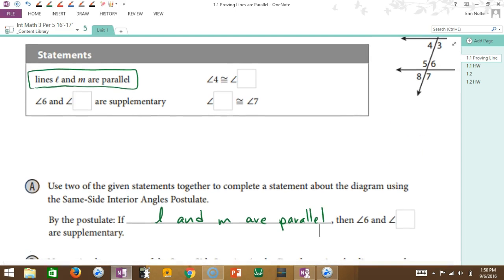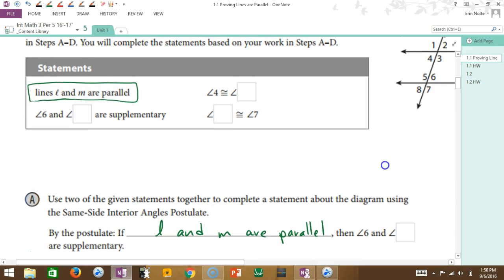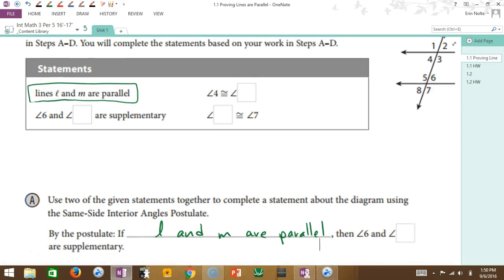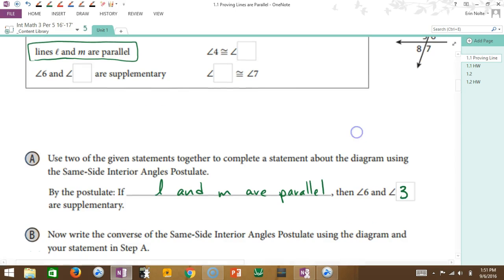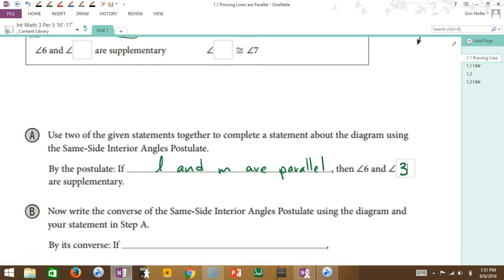Then, which angle is a same side interior angle with angle 6? Angle 6 is 3. Okay, then they are, by definition, supplementary.